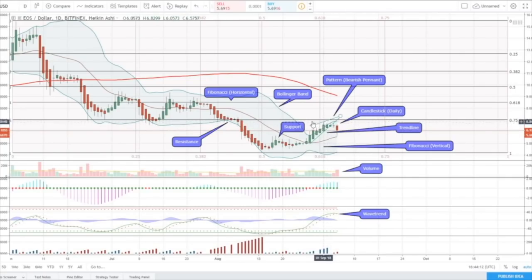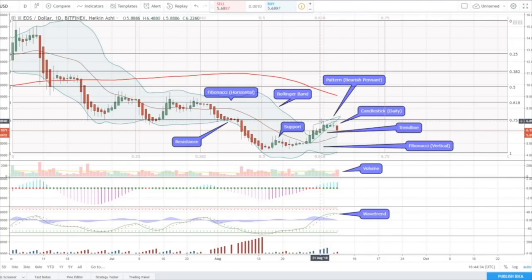So we tried to penetrate this wall here, resistance, but it didn't work this time. We might come back later on. But resistance and support, that is something you should always look for. And those are significant indicators.